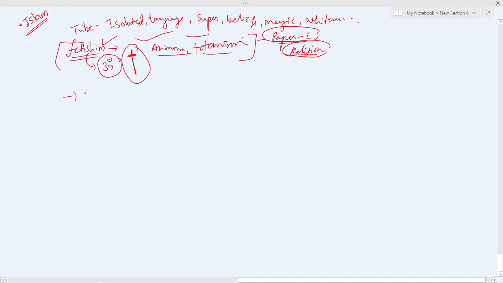There are various biogenic and linguistic variability in Indian tribes. Now if we talk about the impact, Islam could not penetrate the tribal society as it was done by Hinduism and Christianity.